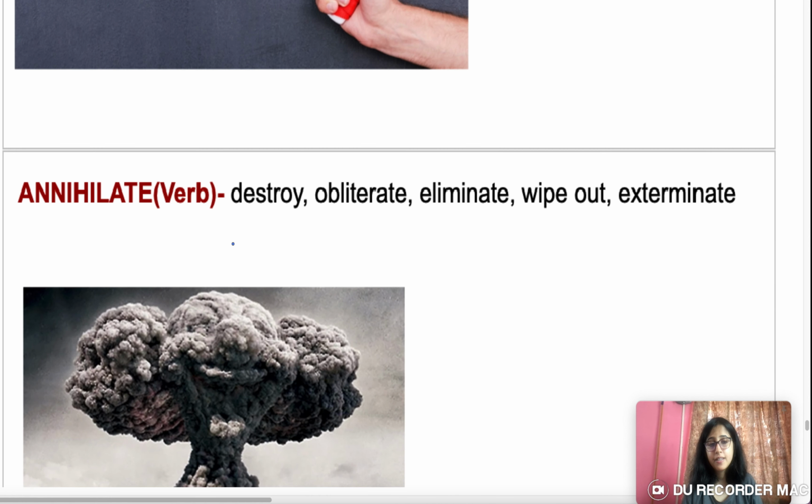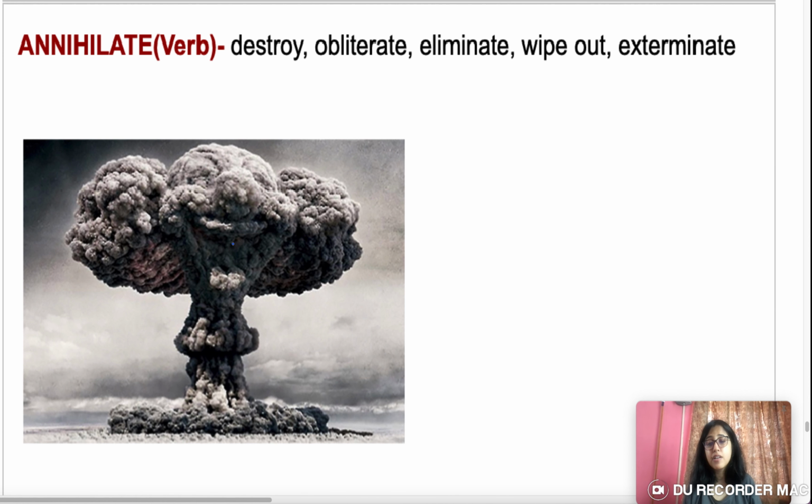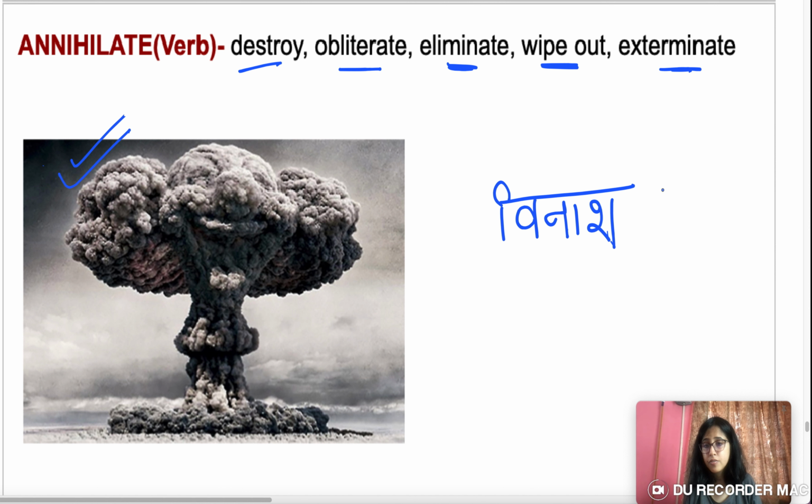Okay. Next, annihilate. Annihilate is a verb. And annihilate means to destroy something completely. Look at this picture. This is a picture of bombing. So annihilate means to destroy. You can easily relate from this picture. To obliterate, to eliminate something, to completely wipe out or erase something, to exterminate. Okay. So annihilate means to destroy. In Hindi, we can say vinash karna.